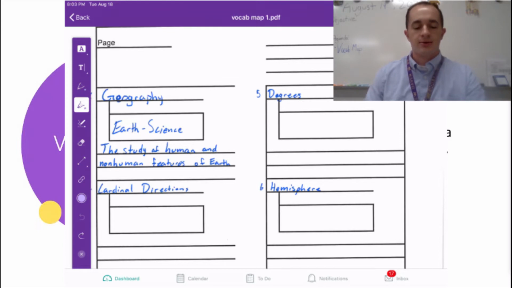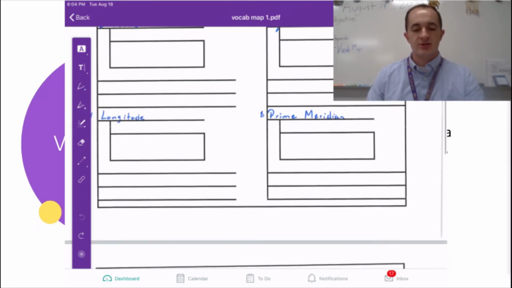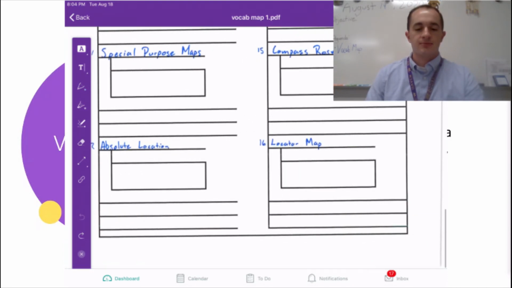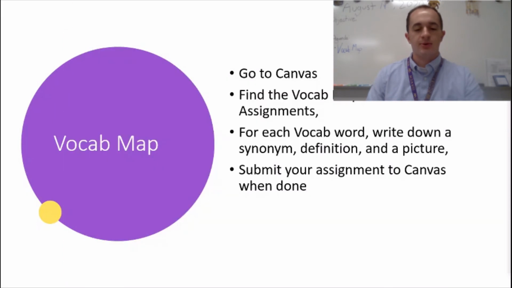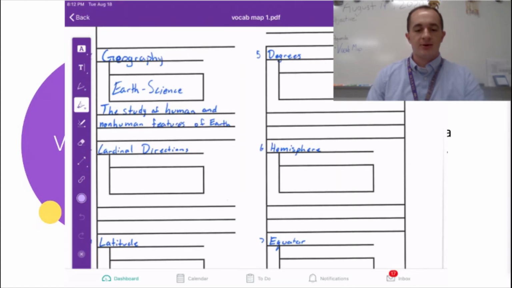And then the third part below that, you have 3 lines in which you can put the definition. So I put the study of human and non-human features of Earth. This is where you would write out your definition for geography. As you can see, I have put all of the terms on yours. It's 2 pages. There's 16 terms. In the future, I will just give you a list, and then you will have to write out each of the terms for yourself. But I wanted to make this one simpler for you, so I did number 1 for you.